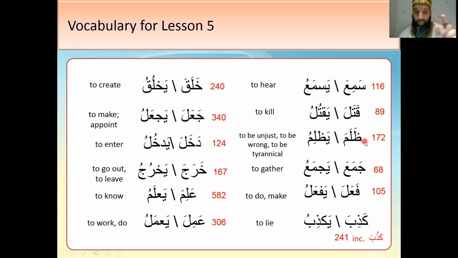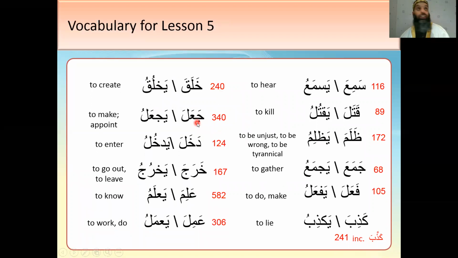Before we go, learn these verbs. Now it's root verbs. We're learning root verbs. Khalaqa yakhluqu. Learn them both together if you can. Yakhluqu is present tense. We'll do present tense in a few weeks, maybe 2 weeks' time. So khalaqa yakhluqu, it means to create. He created. It comes 240 times in its different forms that I could search.